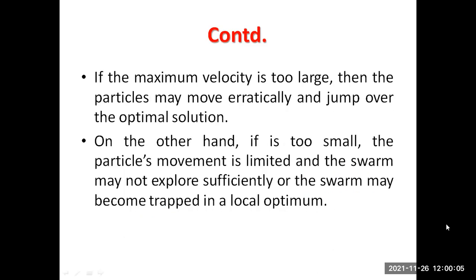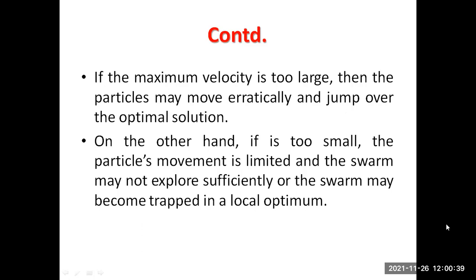If the maximum velocity is too large, then the particles may move erratically and jump over the optimum. We have seen that. If the movement of the particle is such that it moves at a very high speed, high velocity, in those cases it will cross the boundary. That is not acceptable, or the objective will not be satisfied. So in those cases, we need to do a kind of balance so that the particles will lie within the subspace.